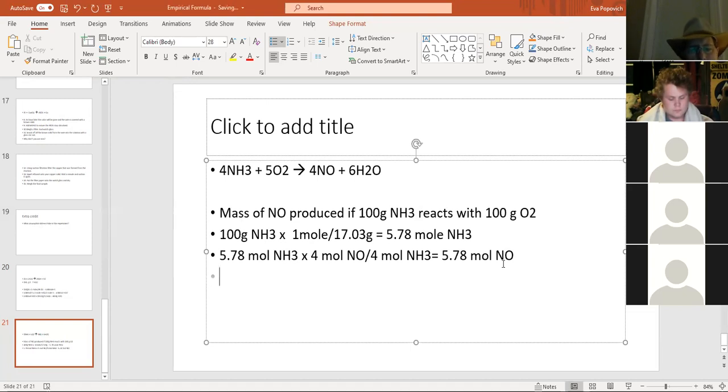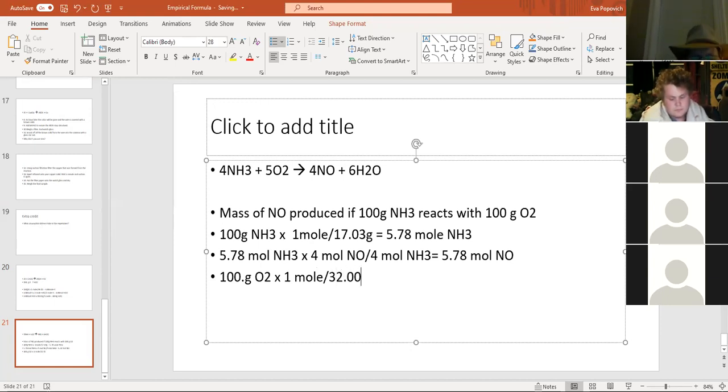All right, let's work with our second reagent. I got 100 grams of oxygen. Remember, stoichiometry, first step. What do we do for the first step? 1 mole over the atomic weight. Oh, I have a dilemma here. Do I use 16 or do I use 32? 32.